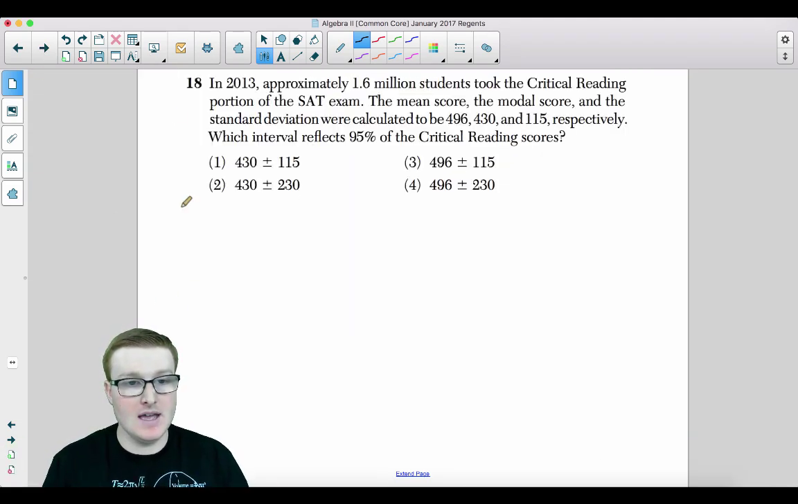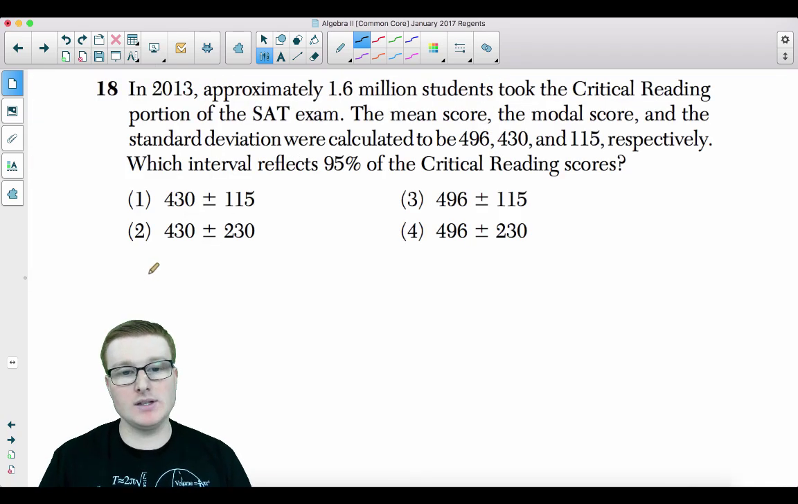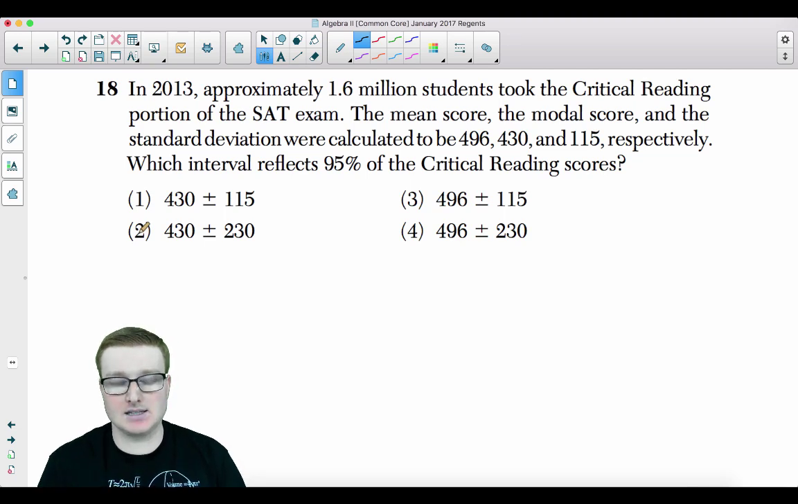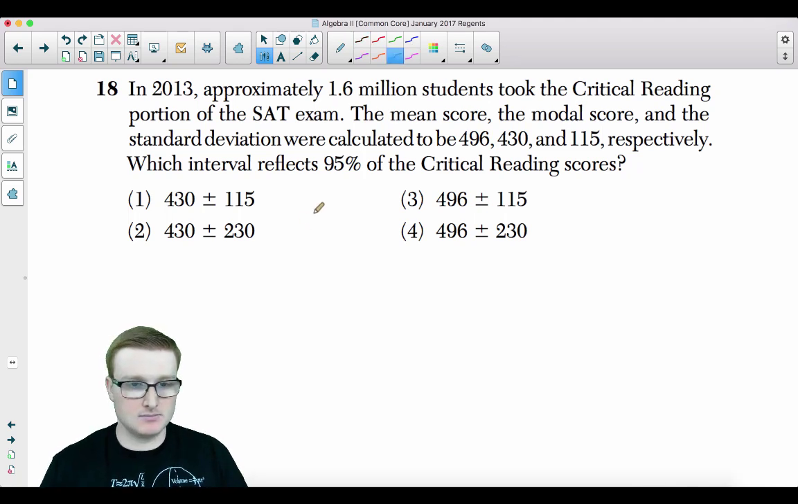All right, number 18. In 2013, approximately 1.6 million students took the critical reading portion of the SAT exam. The mean score, the modal score, and the standard deviation were calculated to be 496, 430, and 115 respectively. Which interval reflects the 95% of the critical reading scores? So you need to know this.